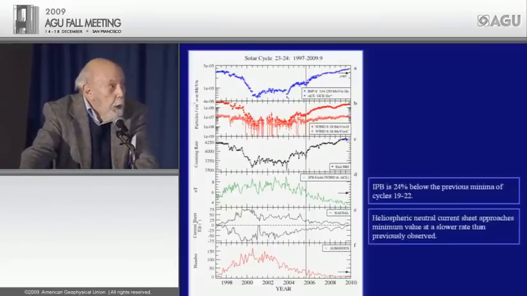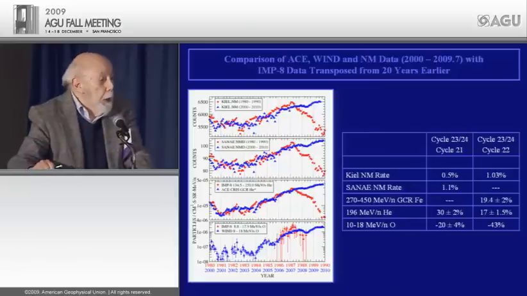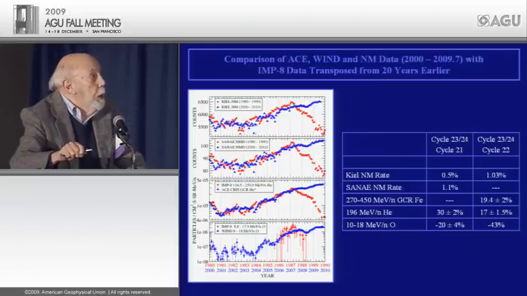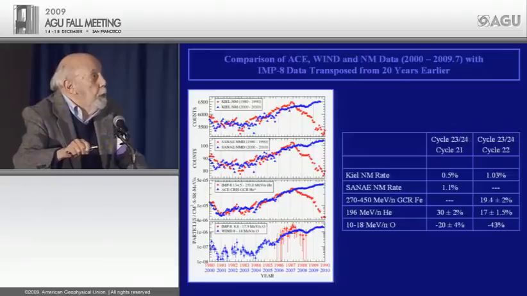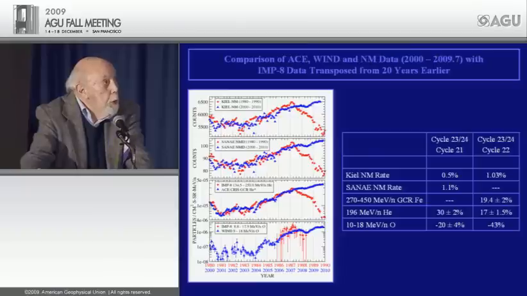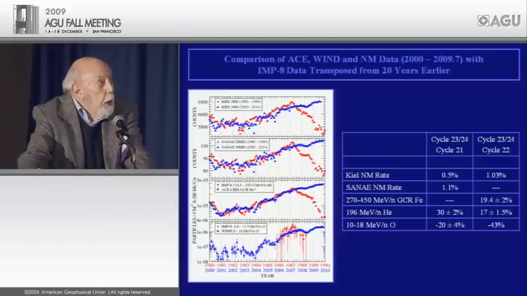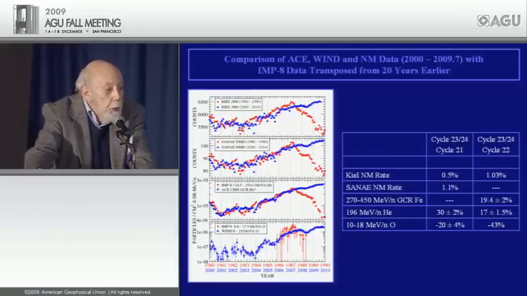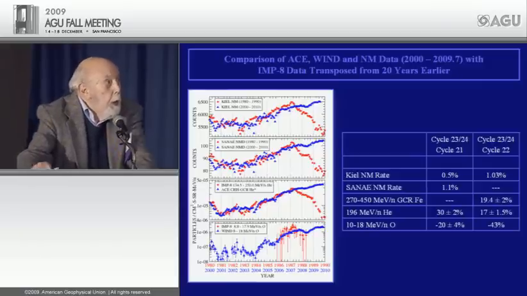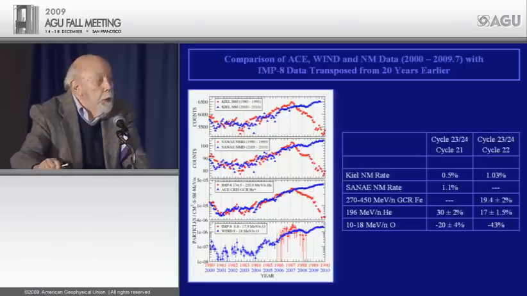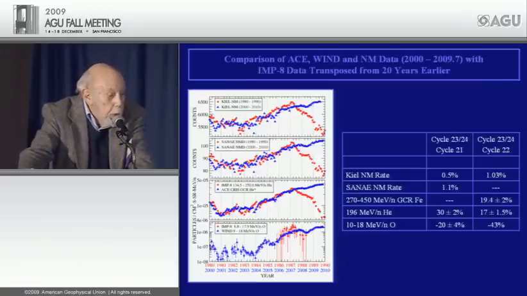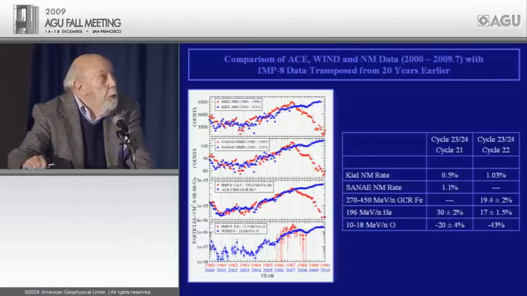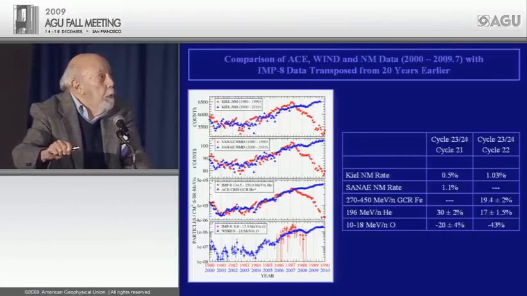And we can look at this in a different way. Next slide. If we simply take the red, which is the data that peaks in 87 there, the cycle 21, 22 data, and slide that forward by 20 years, what one sees is that things behave exactly the same as far as galactic cosmic rays and anomalous cosmic rays through about 2007. And then you take off as the magnetic field gets weaker.